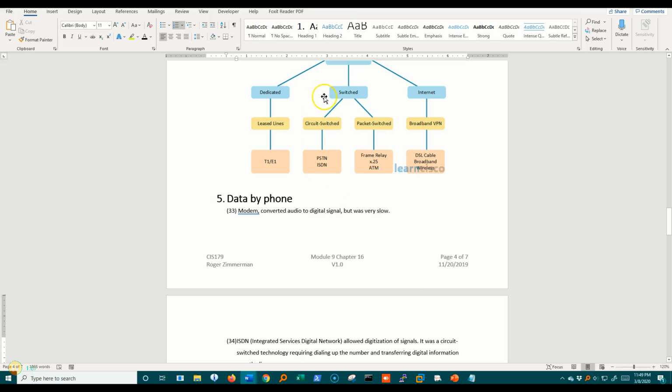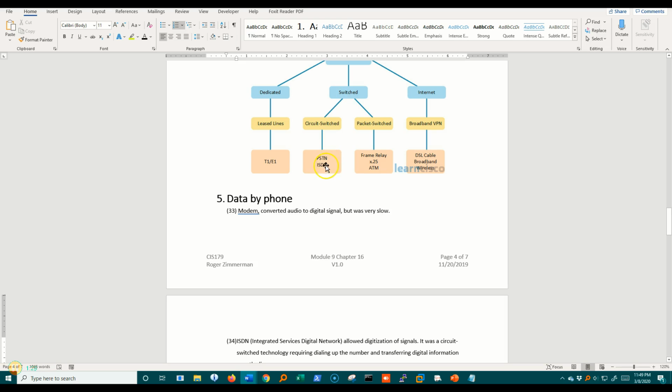Okay, in this video we're going to talk about this leg right here. We're going to talk about switched technologies, and in this case circuit switching, which was done primarily by the phone company. PSTN is the public switch telephone network. In other words, the plain old telephone system. We sometimes call it that, POTS, plain old telephone system, but its real name is PSTN.